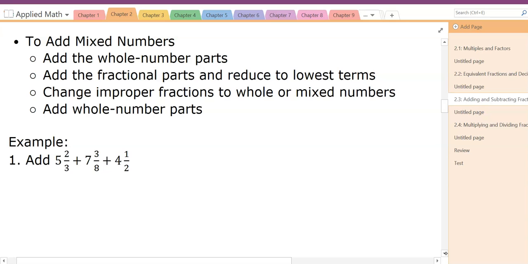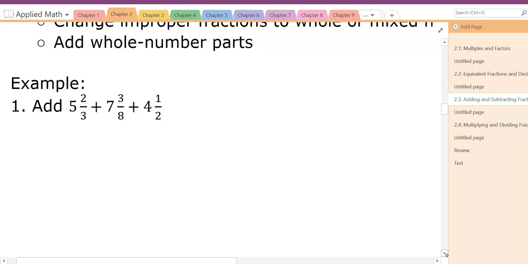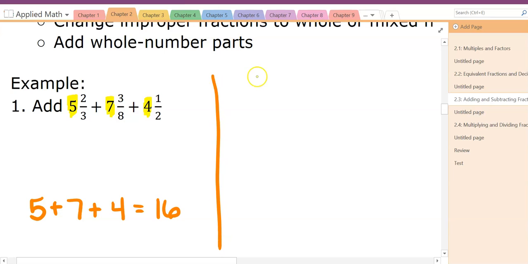So for example, we've got 5 2/3, 7 3/8, 4 1/2. I'm going to take all the whole numbers, the 5, the 7, and the 4, and add those together first. So that's 16, you're saying? Okay, I'm going to leave that off to the side for a minute. Let's talk about the fractions.